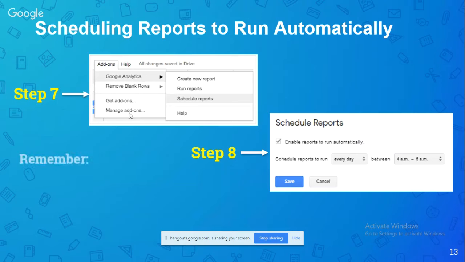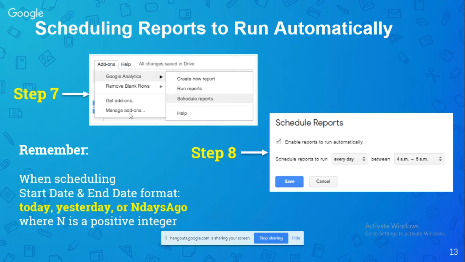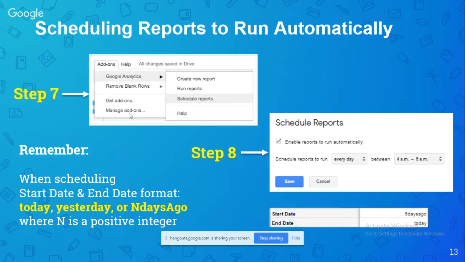A few things you should keep in mind while scheduling a report are these. In the section where you put the start date and end date, you cannot just put the dates here. You have to put the dates like this. The start date could be 5 days ago, so the syntax is n days ago, where for n you put the number of days from which you want the data, and the end date would be today or yesterday. You cannot directly put dates here. For example, if the start date is 1st May and the end date is 5th May, this will be static, it will not be dynamic. So for scheduling a report, you have to follow this format.